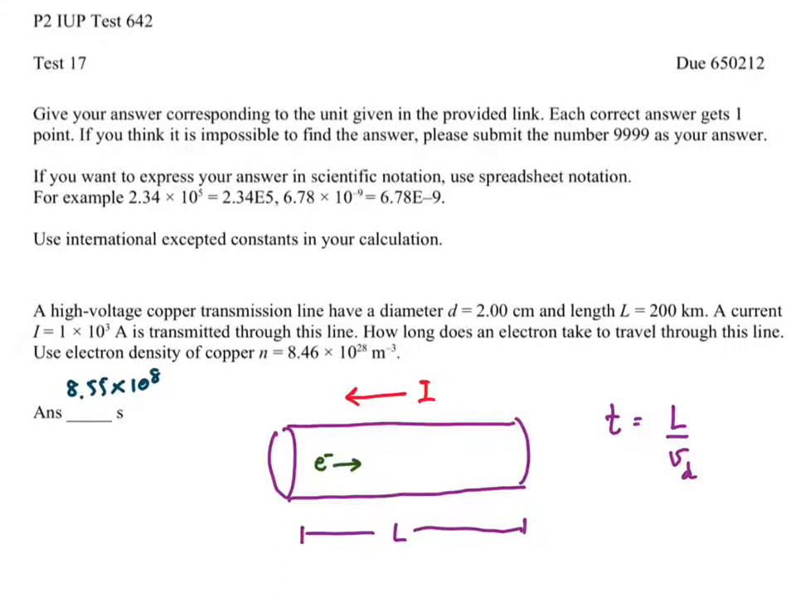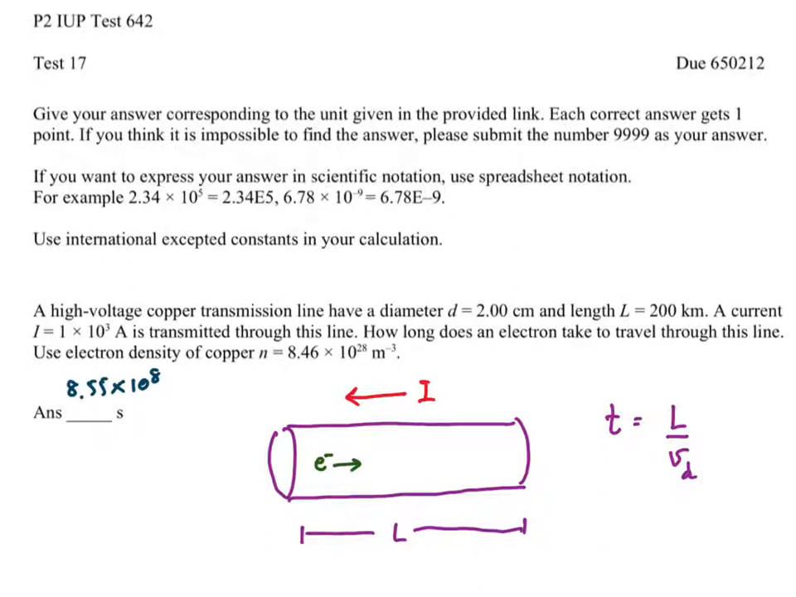Now let's see the solution of test number 17. The question is, a high voltage copper transmission line has a diameter of D equal to 2 cm and length L equal to 200 km. A current I equal to 1 times 10 to the 10 cube ampere is transmitted to this line. How long does an electron take to travel through this line?